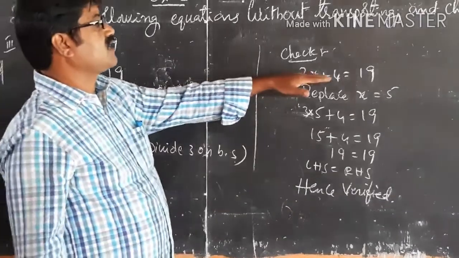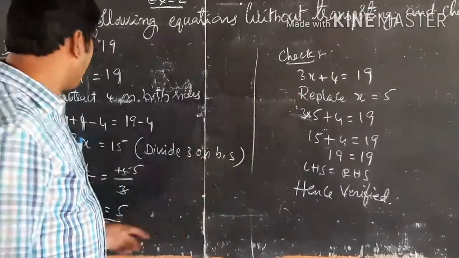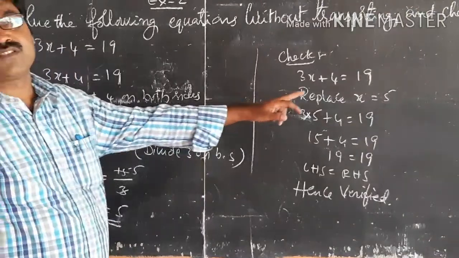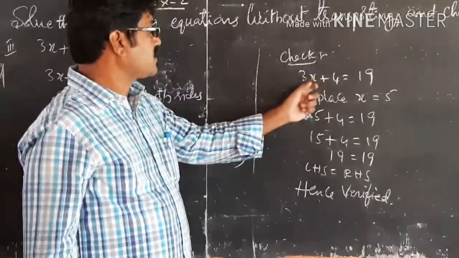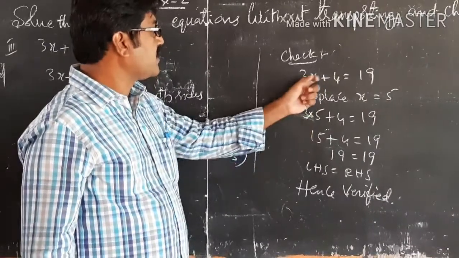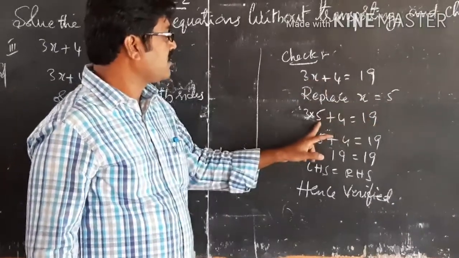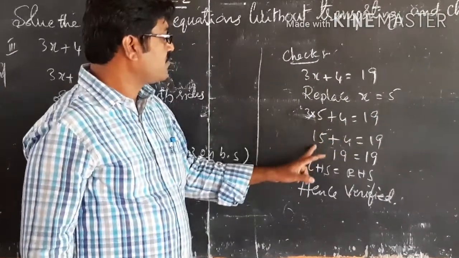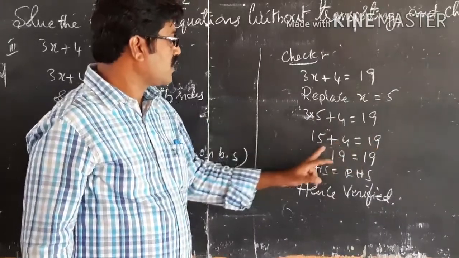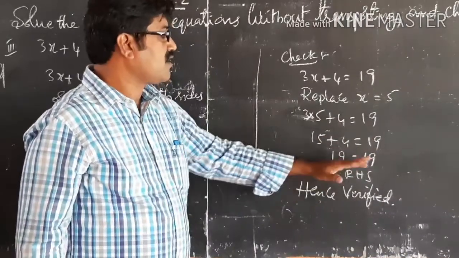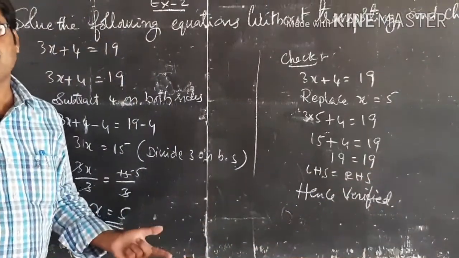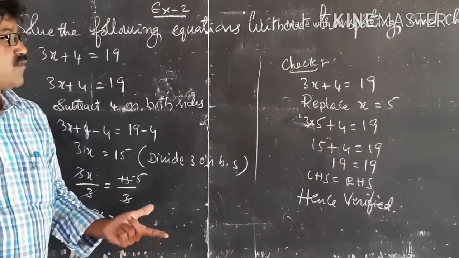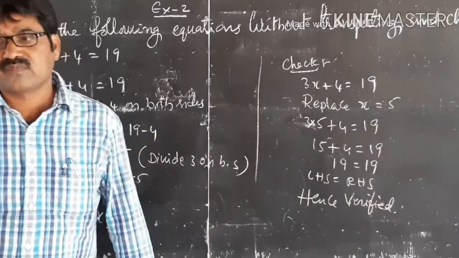Check. 3x plus 4 is equal to 19. Replace x with 5. In place of x, 5 you have to substitute in the given equation. 3 into 3x means 3 into x. 3 into 5 plus 4. 3 fives are 15. 15 plus 4 is equal to 19. 19 is equal to 19. Both sides are equal. LHS is equal to RHS. Hence verified. Okay, note down this sum.